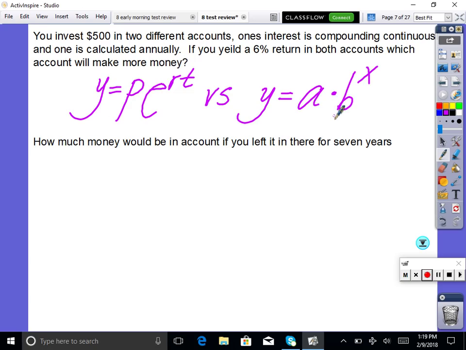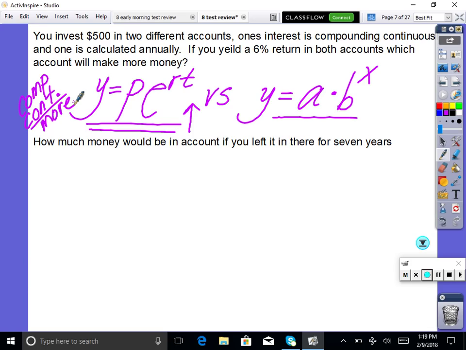So we know that if you're getting interest all the time, it's going to be higher than if you only get interest once in the year. So we can already say our compounding continuously interest rate will give us more. But now it says how much money, how much more. So it tells us if we put them in for 7 years, how much more money.